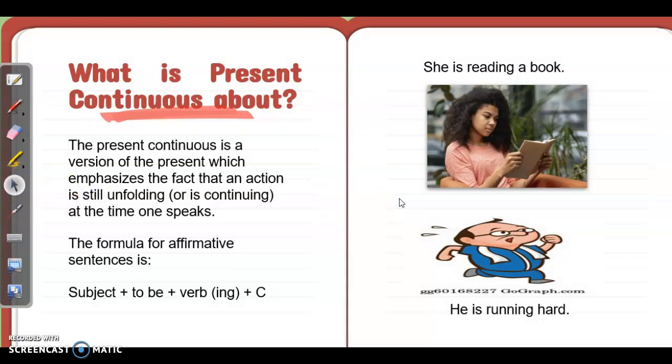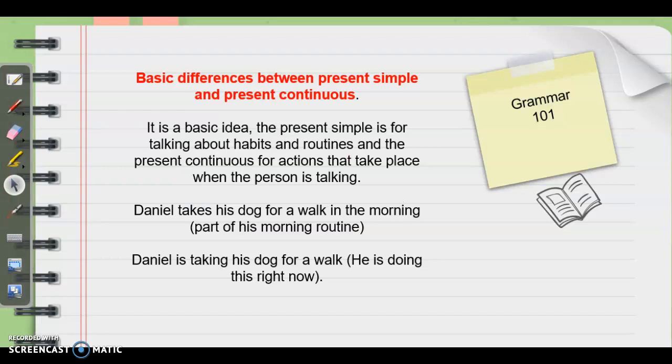Okay, let's move on. So here are some basic differences between present simple and present continuous. Okay, so it is a basic idea. The present simple is for talking about habits and routines, and the present continuous for actions that take place when the person is talking. Okay? Example, Daniel takes his dog for a walk in the morning. This is part of his morning routine.